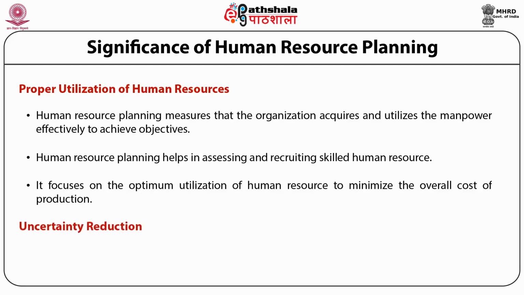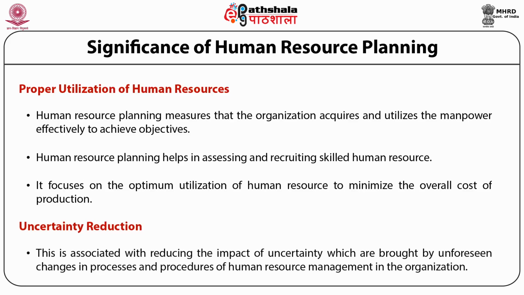Uncertainty reduction. By doing proper human resource planning, one can reduce the uncertainties. This is associated with reducing the impact of uncertainties which are brought by unforeseen changes in processes and procedures of human resource management in the organization. So if some kind of uncertainty is there, but a proper human resource planning is there, that uncertainty, that risk can be reduced for a certain time period for certain actions.